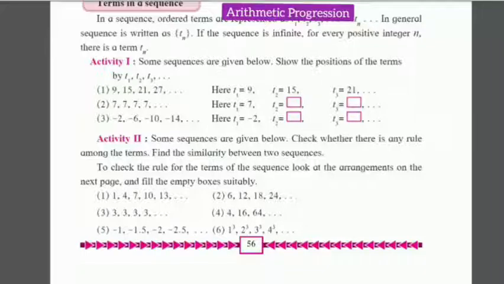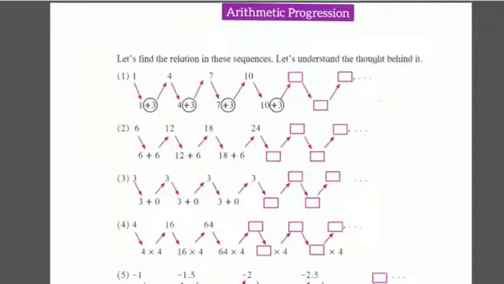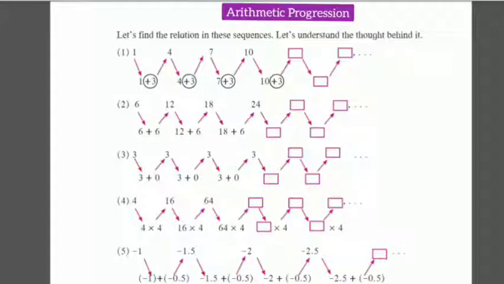Okay friends, look here. See here. The important part is what we are going to discuss. See here, this is 1, 4, 7, 10. Now there is some relation. What is the relation? See here, 1 plus 3 will get 4. Again plus 3 will get 7. Like this. So what will we get here? Yes, 10 plus 3, that means we can write here 13. Is it correct?